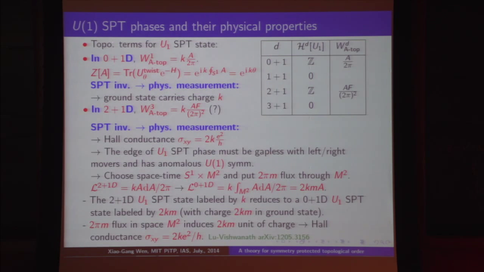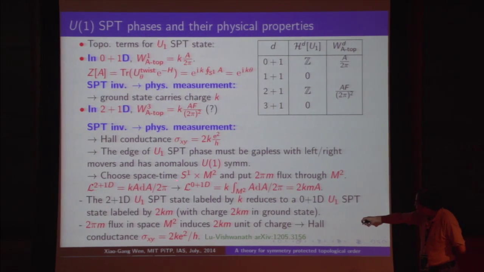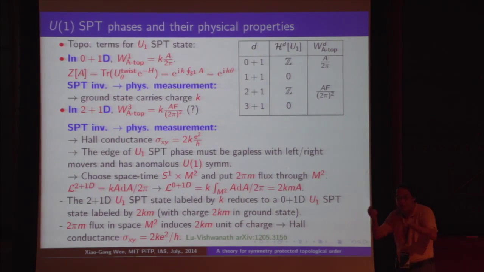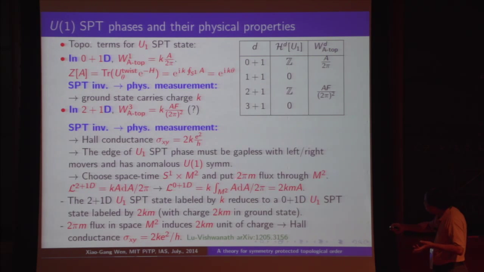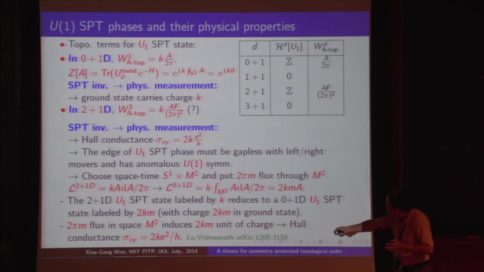And here I just want to say another thing. There's one way to probe the Chern-Simons term, but let's describe probing the Chern-Simons term using dimension reduction. There's a connection between this topological term and this topological term via dimension reduction. So how do we see that? We can choose the space-time to be S1 times M2, where M2 is some closed manifold like a sphere. And then we can put 2 pi M flux of U1 into this M2. So the integration of F on this M2 gives us M. So this 2 plus 1 dimensional topological invariant can be reduced to a 0 plus 1 dimensional topological invariant if you integrate over this M2. Then that just gives 2KM times A.